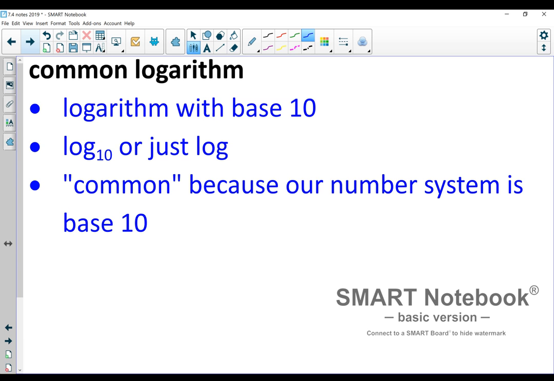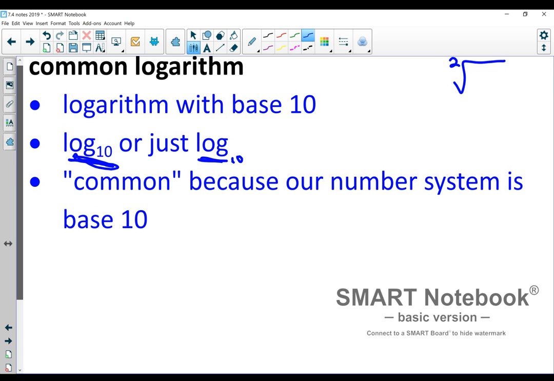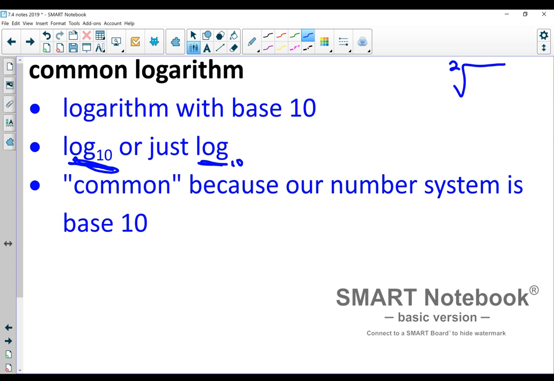So common logs. Common logs are a special logarithm where we don't write down the base. So if we just write log base 10, or if we just write the word log, it's understood to be base 10. Just like when we write a square root, it's understood that there's a little 2 here. When I write log by itself, it's understood that there's a 10. We call it the common log because our number system is base 10. So it's the one that makes the most sense for us. So when you look at things like Richter scales, remember how we talked about how one earthquake was 10 times bigger than the other? That's because that's going to be at a base 10.